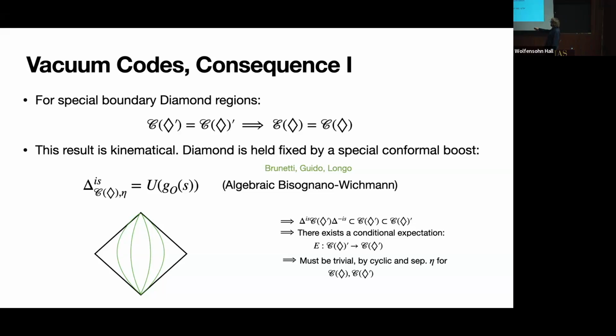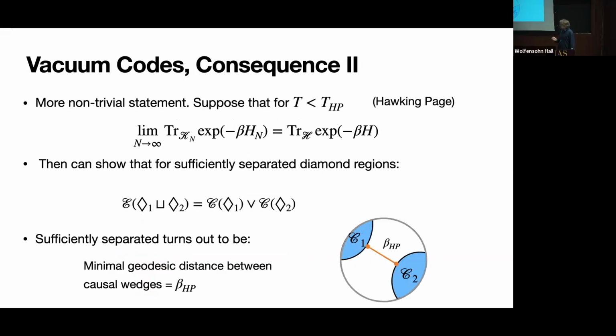Actually proving this was done in this paper. It's kind of like an algebraic version of Bisognano-Wichmann. It's a little bit non-trivial proving this statement. Once you have this statement, it's two lines to prove that you have this Haag-dual property. But I won't go over the details. Now that's kinematical. That would apply to any kind of code that you could imagine, even a very highly stringy code.